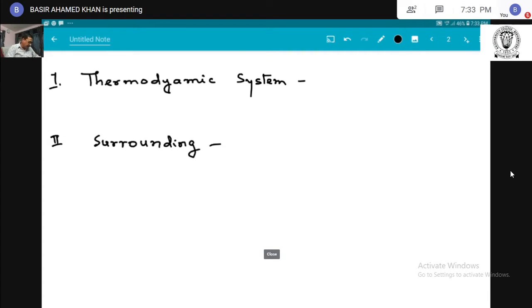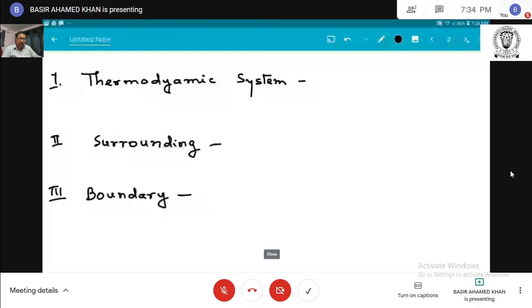Now, boundary. The boundary of a system is the envelope that encloses the system and thereby separates it from its surrounding. The boundary of a system is the envelope that encloses the system and thereby separates it from its surrounding.